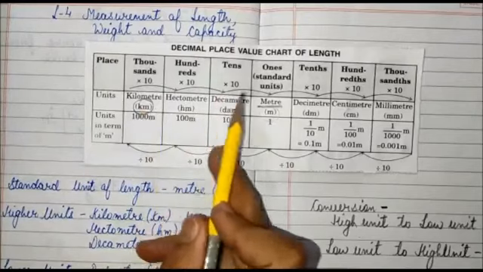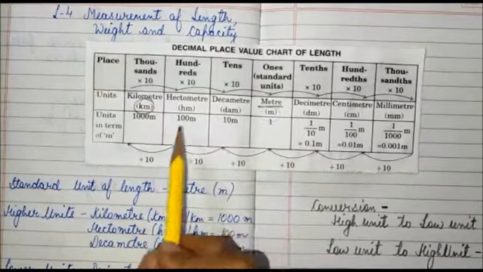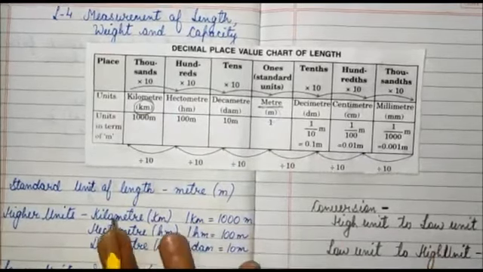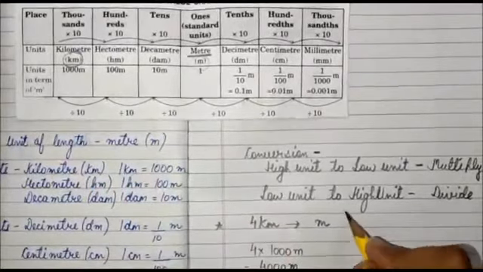Either you can remember their values, otherwise you can go for this trick: how many jumps you have to take to go to that particular unit. With that power you have to multiply if you are going from high to low. However, if you are doing the opposite, you have to divide. Let me take one example for that case also.